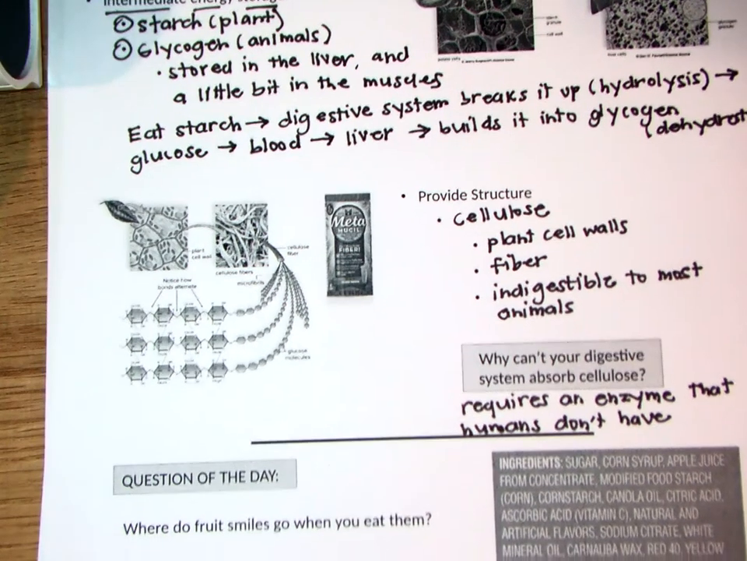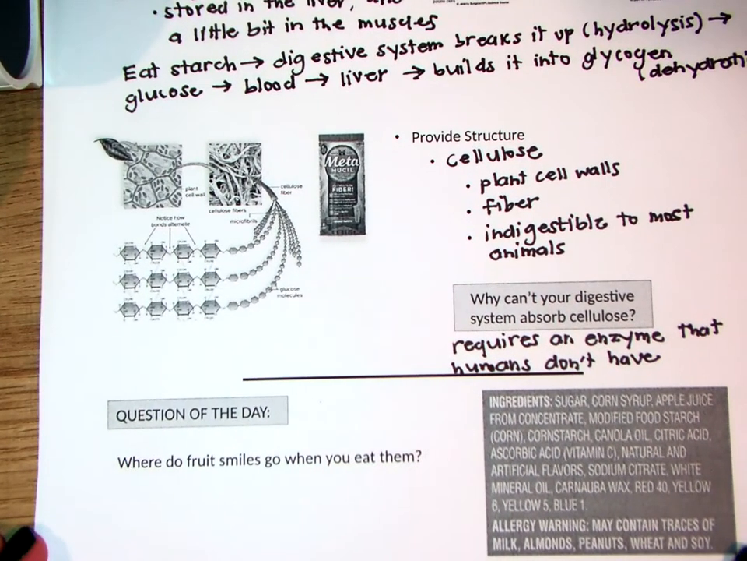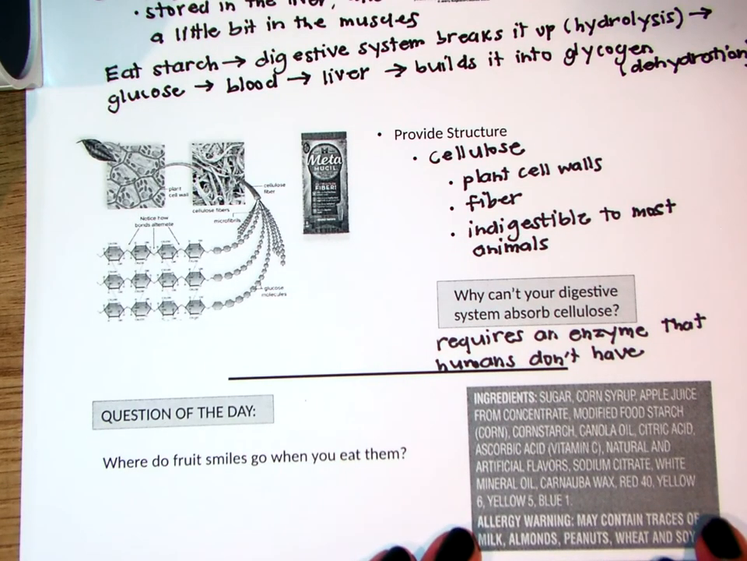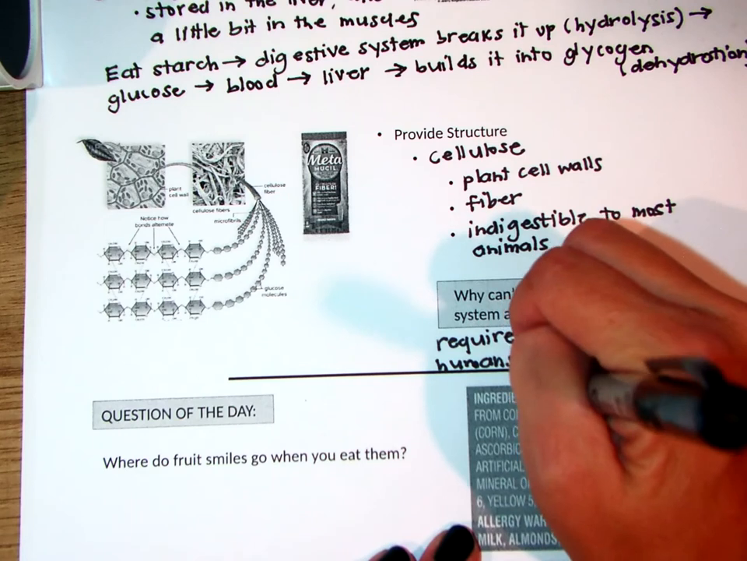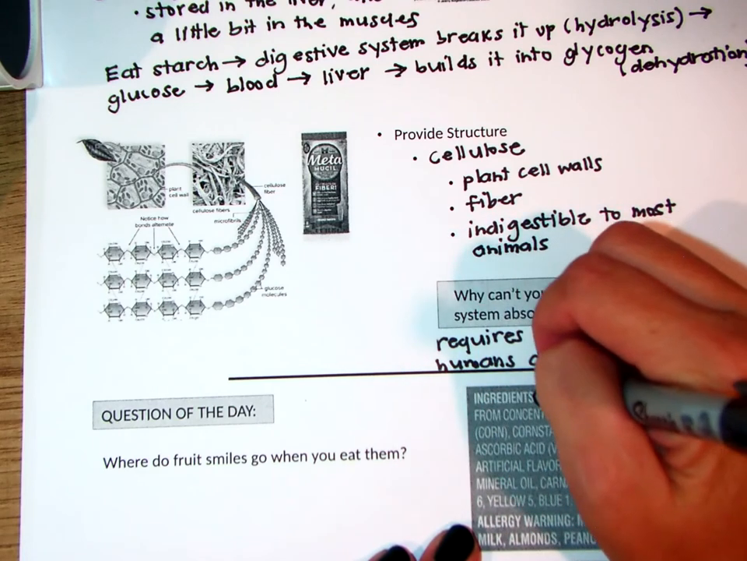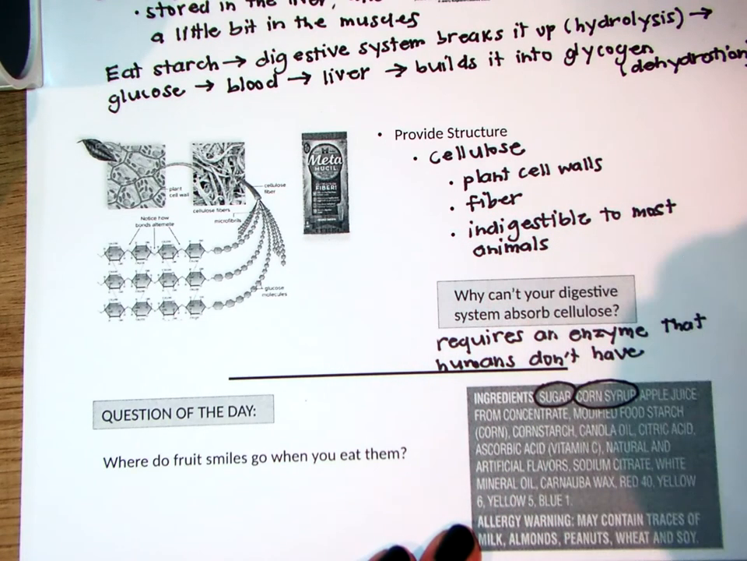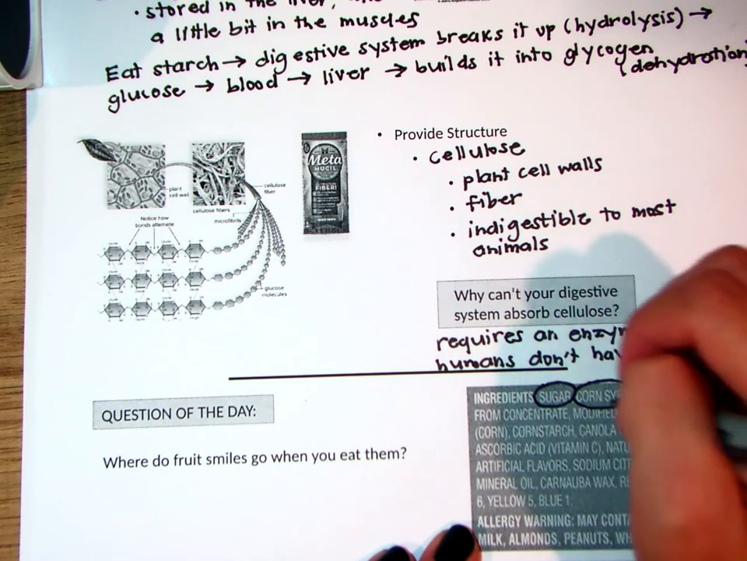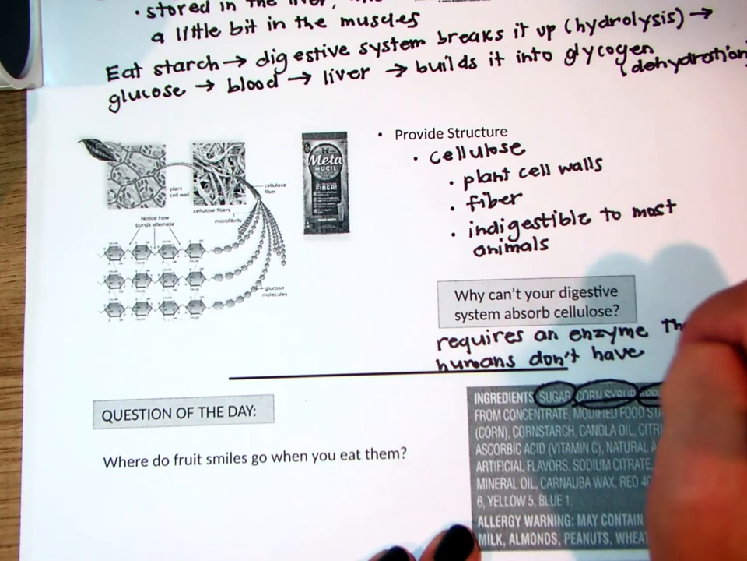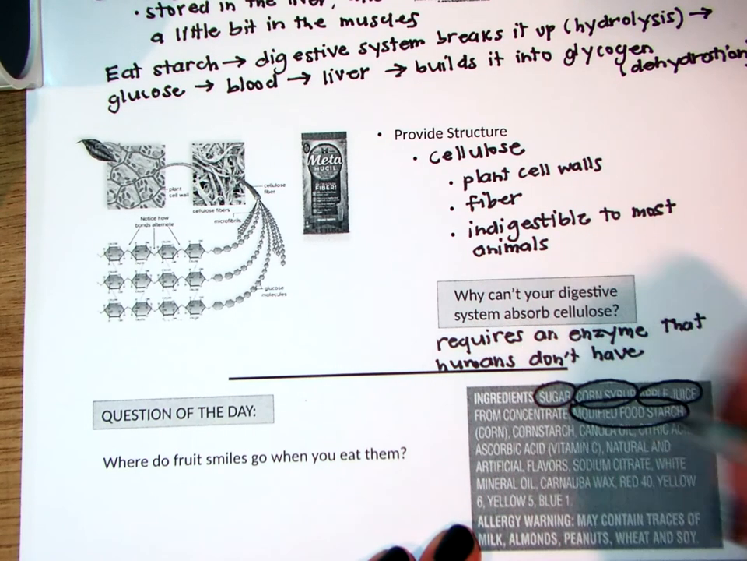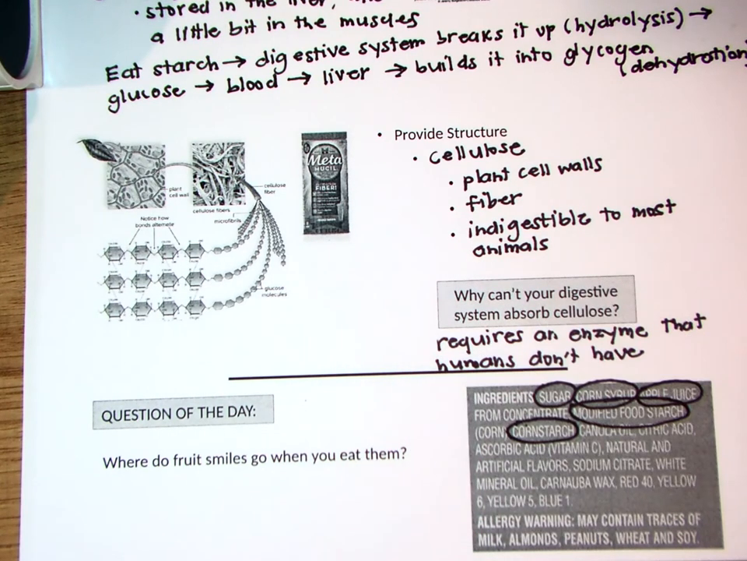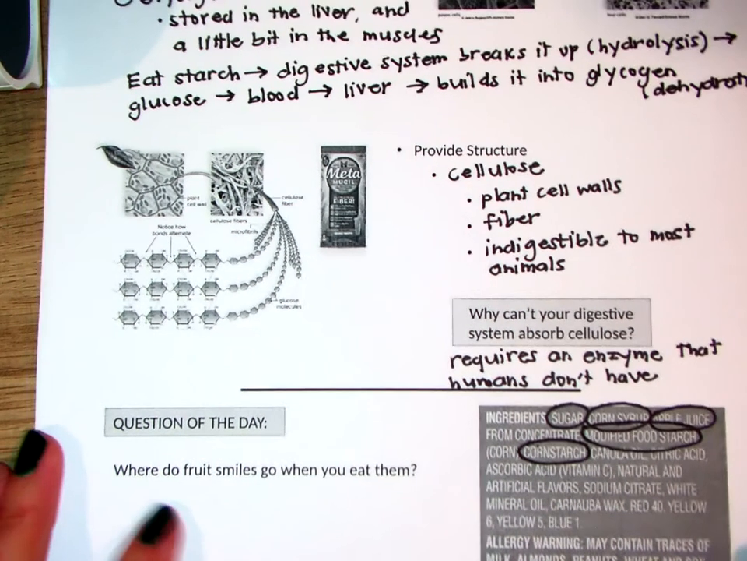So back to the question of the day and the fruit smiles. Where do they go when you eat them? And we have the ingredients listed here. So if you look, the number one ingredient is sugar. We've got corn syrup, apple juice, modified food starch, whatever that is, and cornstarch. So basically a lot of sugars and carbohydrates. So where does it go when you eat them?